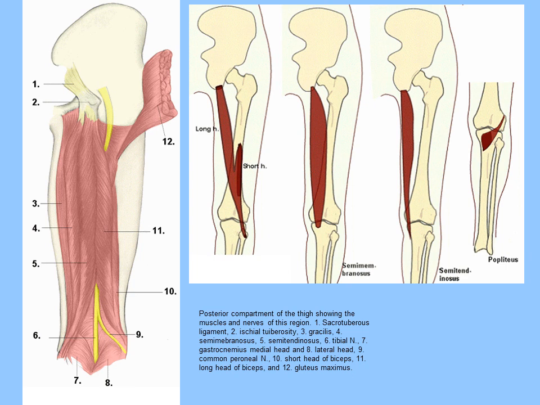The last muscle in this area is the popliteus. The popliteus attaches to the posterior proximal tibia. Its tendon wraps laterally, deep to the lateral collateral ligament. When it contracts, it causes internal rotation of the tibia. It causes what we call unlocking of the knee.